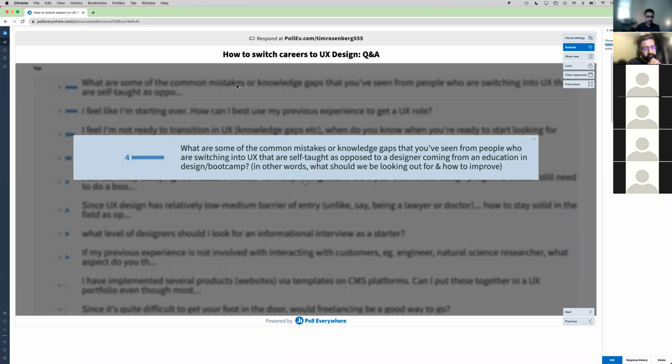This question is coming up. What are the common mistakes or knowledge gaps that you've seen from people who are switching into UX that are self-taught, as opposed to a designer coming from an education or a design bootcamp?